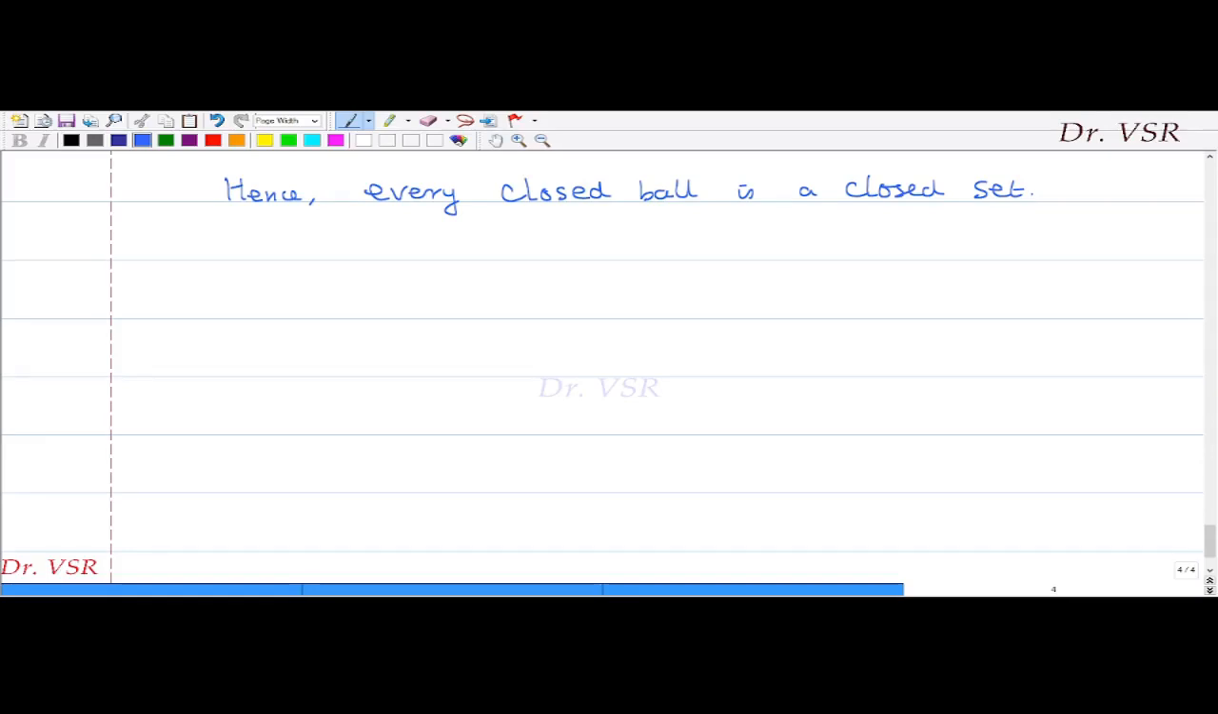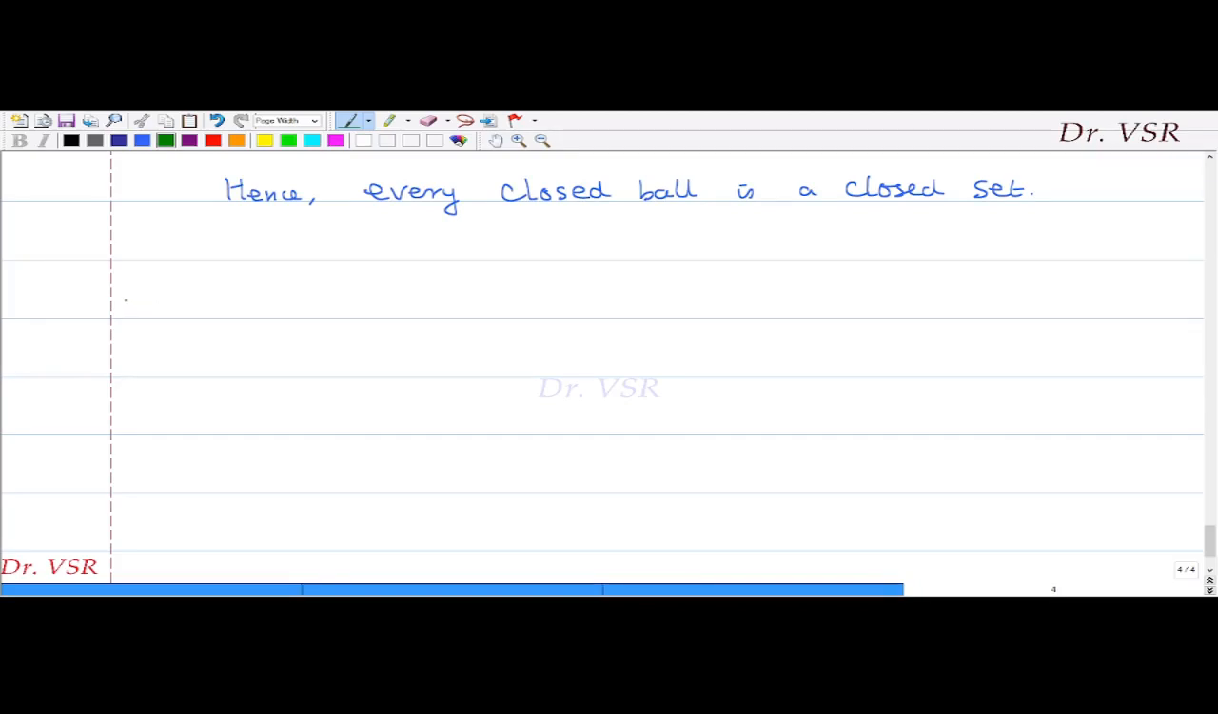Now we'll go to some properties. In open sets we have seen that an arbitrary union of open sets is open, and a finite intersection of open sets is open. I am going to prove a similar result here. So we'll go for a result.